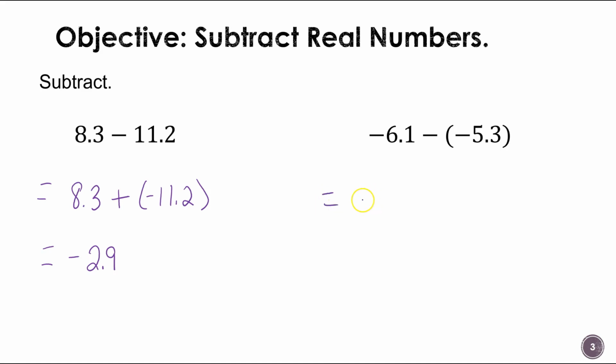Here's another one to rewrite. So negative 6.1 is going to be plus the opposite of negative 5.3, which is a positive 5.3. And so once again we have more negatives than positives, and that ends up as negative 0.8.